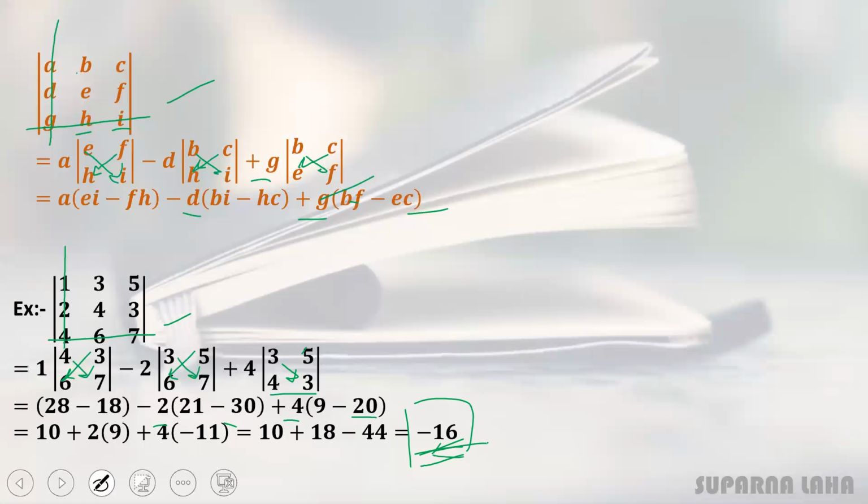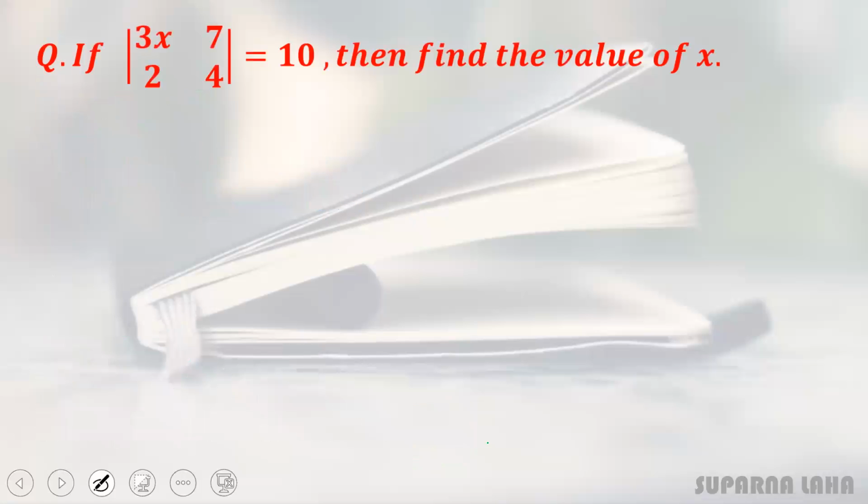And you need to choose the row or column in which the most elements are 0. If the most number of elements are 0, you will choose this column or this row for expanding the determinant. Okay, so next let us take some problems.